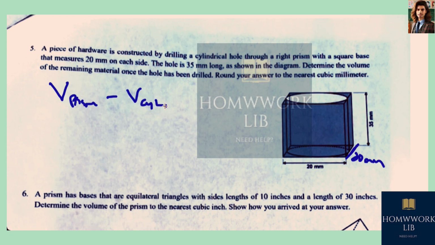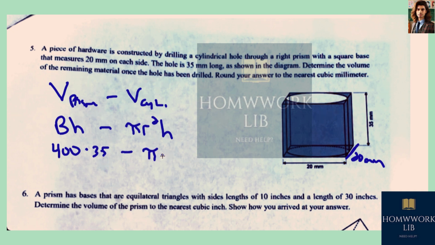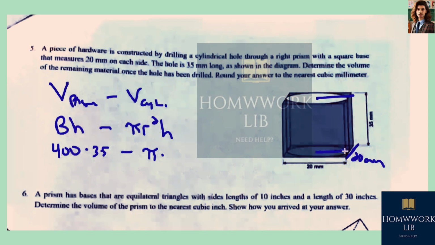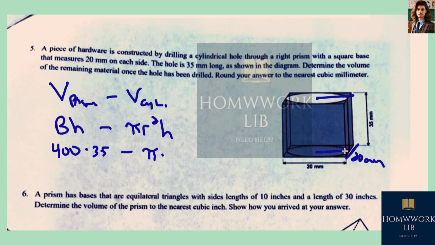To find the volume of a prism, that's the area of the base times height. And the volume of a cylinder is pi times the radius squared times the height. So the area of the base is 20 times 20, or 400. And the height we see is 35. And then we're going to subtract pi times the radius of the circle, which would be half of the length of the square base, which would be 10. And the height of the cylinder is also 35.